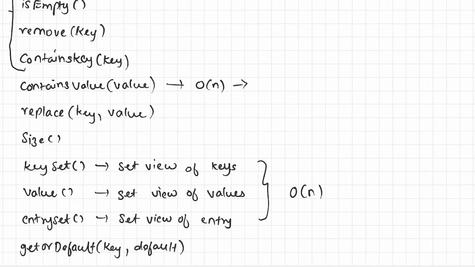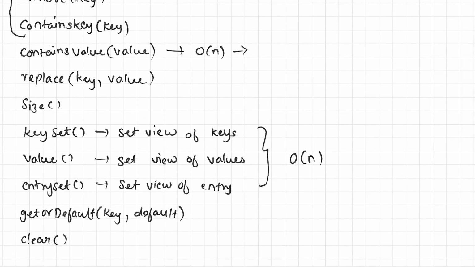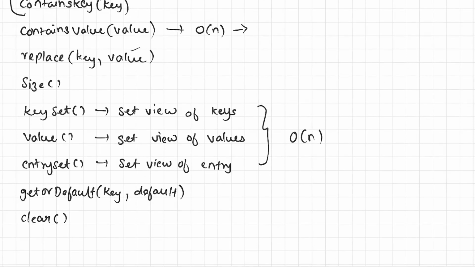Okay. Now the next one is the replace method. The replace method is used when a specified key is present in the HashMap, and if the key is present, then it's going to replace the value of this key with the specified value. Okay. Now the next one is the size method. The size method is used to find the number of entries present in the HashMap or LinkedHashMap.